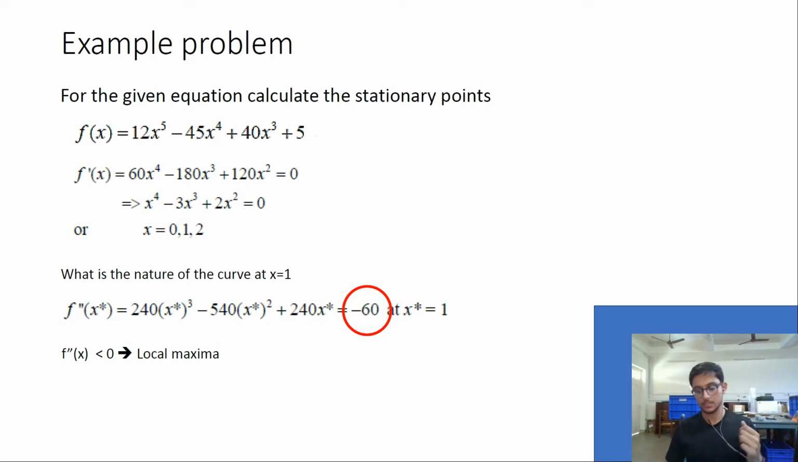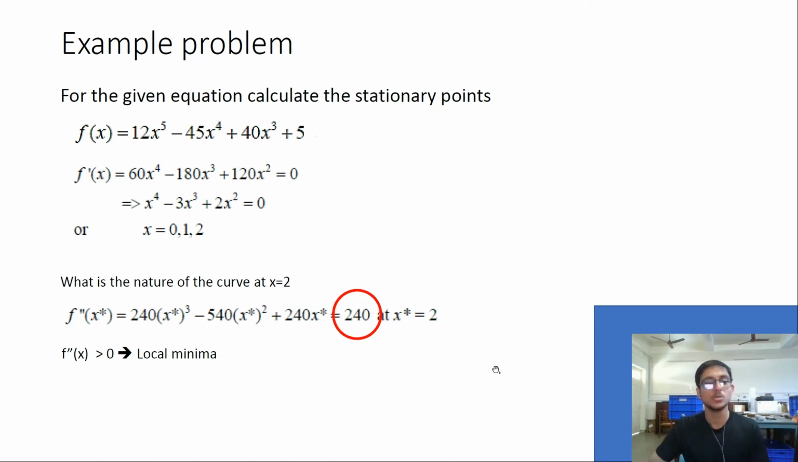Concave. Correct. So let's go for x is equal to 2. When you do it for x is equal to 2, you will get the sign of the double derivative as positive. That means it is convex at that side, and the function has a local minima at that particular location.